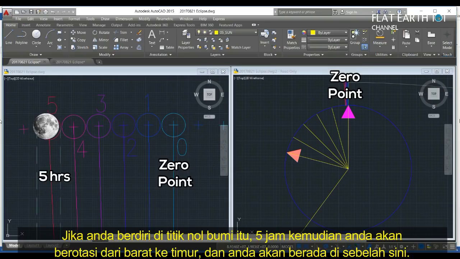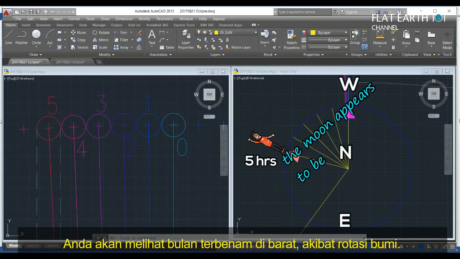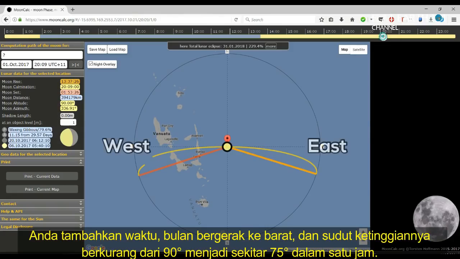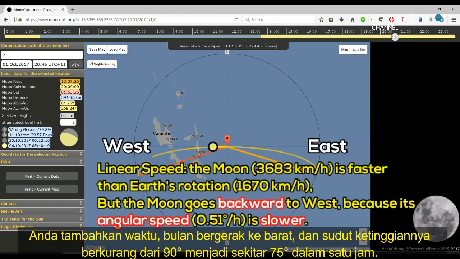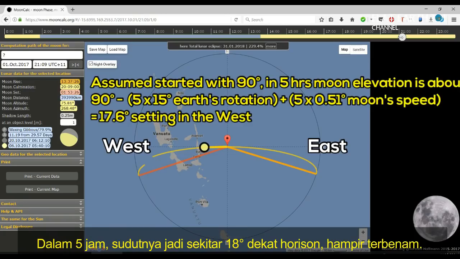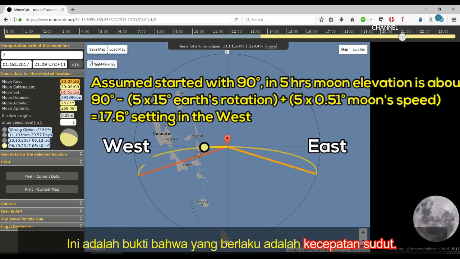If you're standing on Earth over here, 5 hours later, you will rotate from west to east and you'll be over here. You will see the moon is setting to the west due to Earth's rotation. Exactly like you've seen at mooncalc, you add time, the moon goes to the west. And the elevation angle is subtracted from 90 degrees to around 75 degrees in 1 hour. For 5 hours, it would be around 18 degrees near the horizon, almost setting. This is the proof that it's the angular speed that applies.